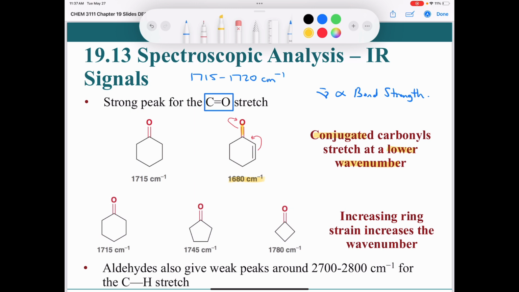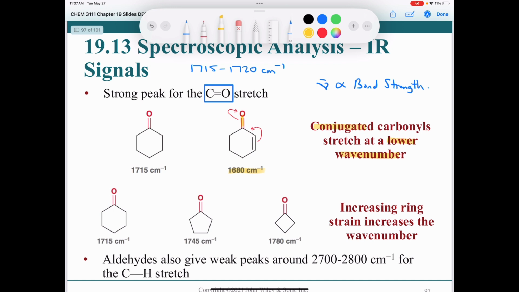If you have a strained ring, so as you start to go from big rings to small rings with a ketone, for example, you can see here that ring strain increases the wave number. So we go from 1715 to 1745 to this cyclobutanone, which is all the way up at 1780.